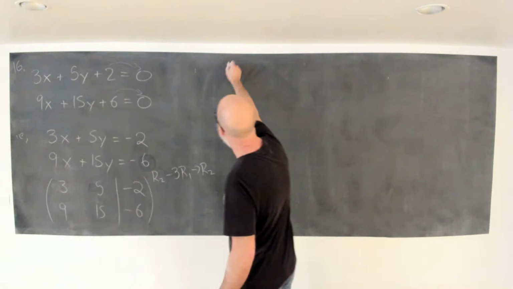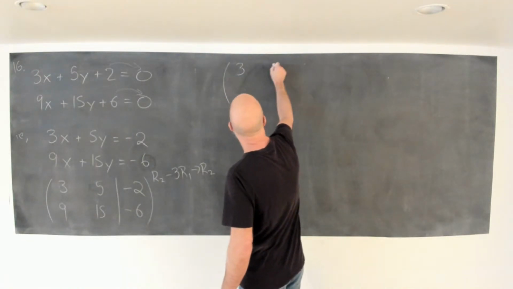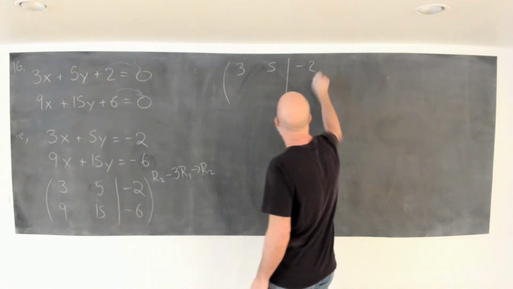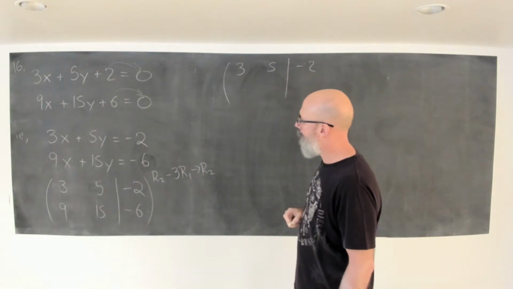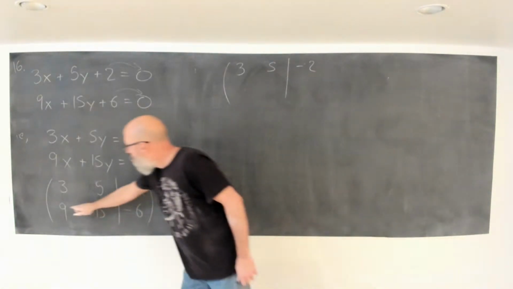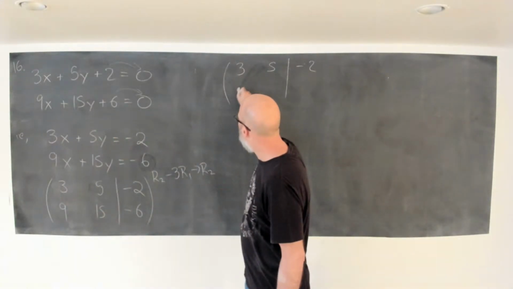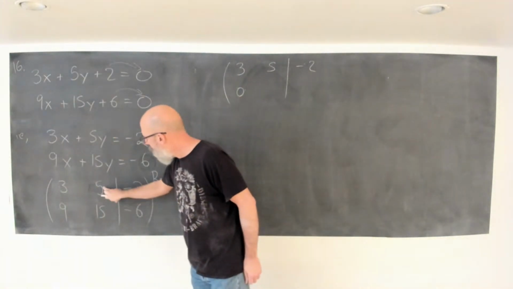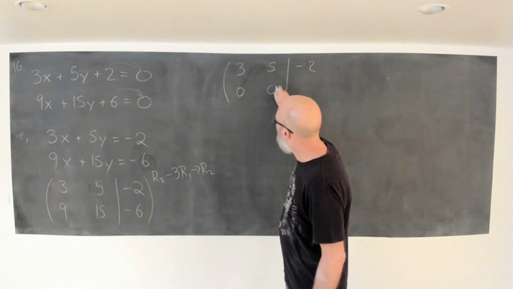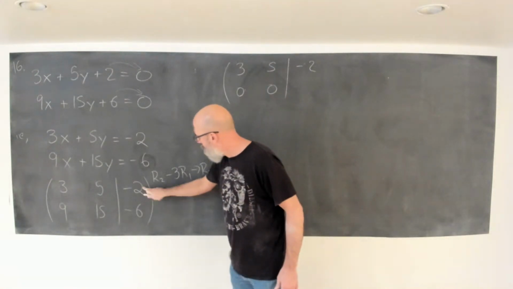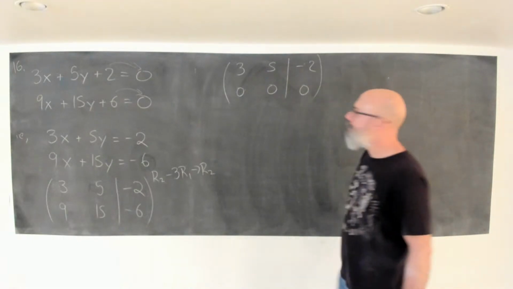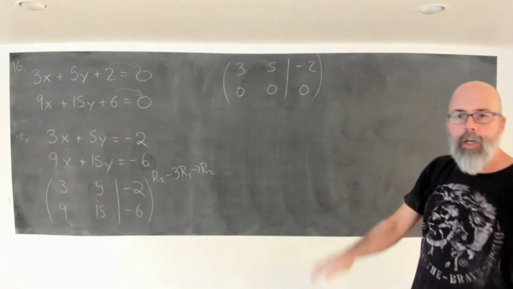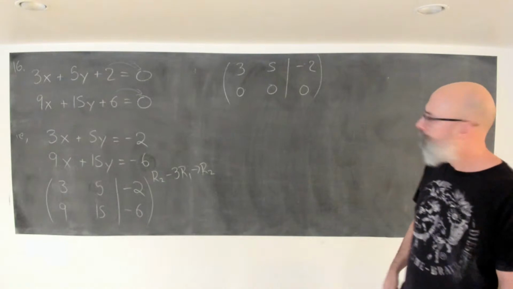And then what happens then? Well, first row remains unchanged. But second row, what does the second row become? 9 minus 3 times 3, that's 0. 15 minus 3 times 5, that's 0. And minus 6 plus 6, that's 0 as well. So we get a row of zeros here.